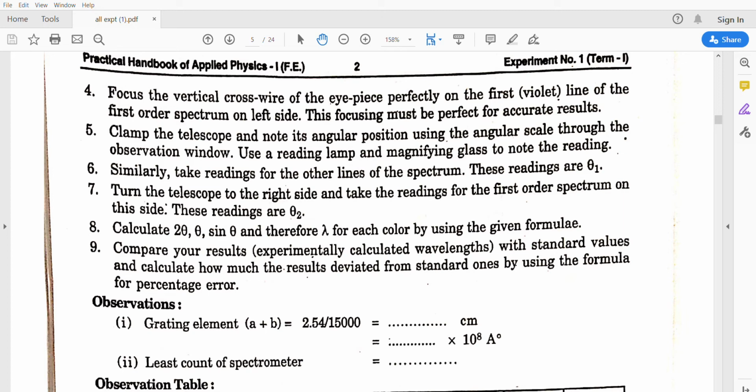(a + b) sin theta equals n lambda. This is the formula derived in our theory lectures. That is the condition for the minima formed in the diffraction phenomena. From that we can calculate the wavelength lambda. That is, lambda is equal to (a + b) sin theta upon n, where n is the order of diffraction. From that we can calculate.